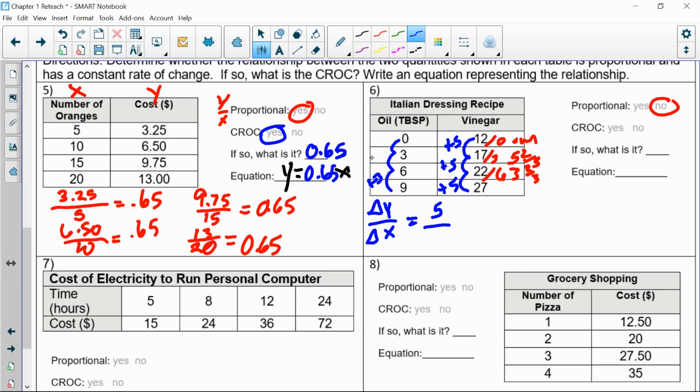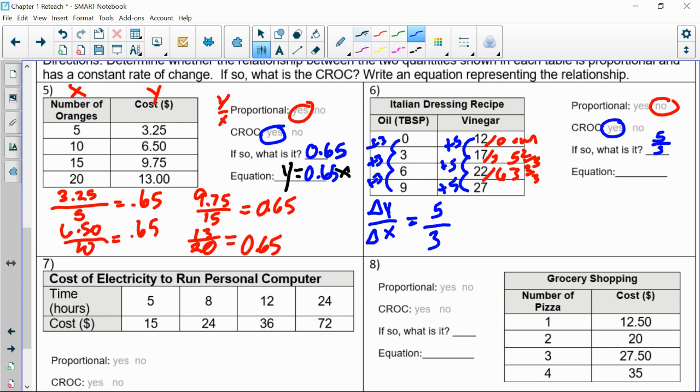6 minus 3, we added 3. 3 minus 0 is 3. So yes, we have a constant rate of change. We consistently change. Even though it's not proportional, it's still a straight line, so it is a constant rate of change. All right, so what was my constant rate of change? The constant of proportionality we have is 5.